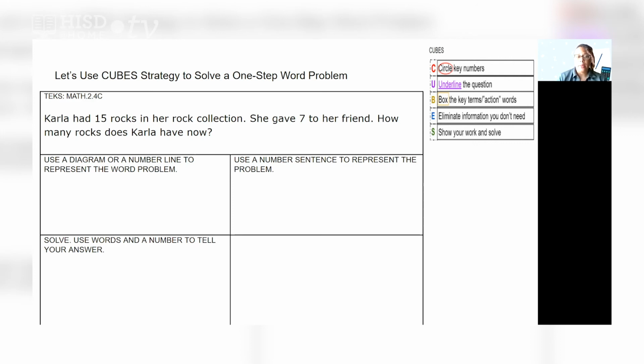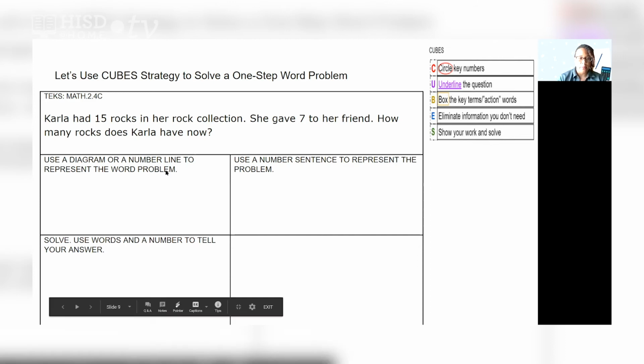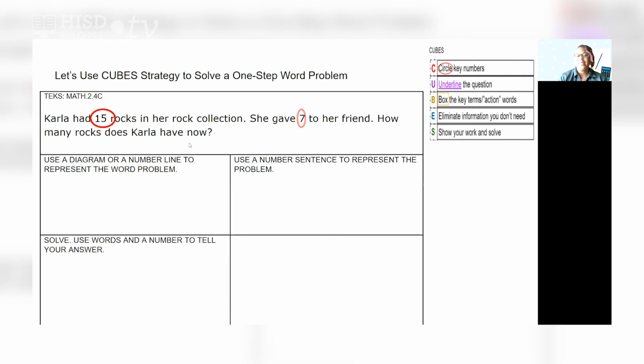So in this problem, we know Carla had 15 rocks. She gave 7 to a friend. We're looking to see how many she has now. So let's start by circling the key numbers. My key numbers are going to be 15 and 7 because she started with 15 and she gave 7 to a friend.